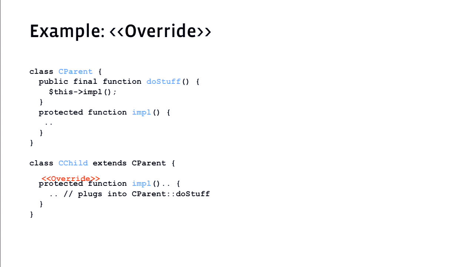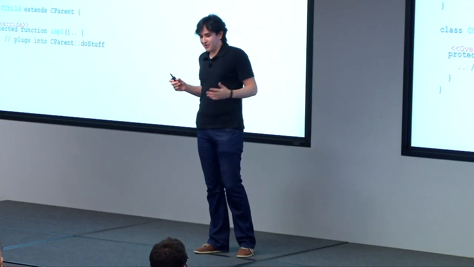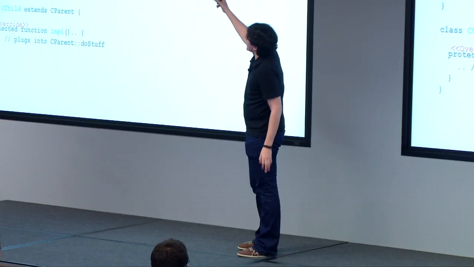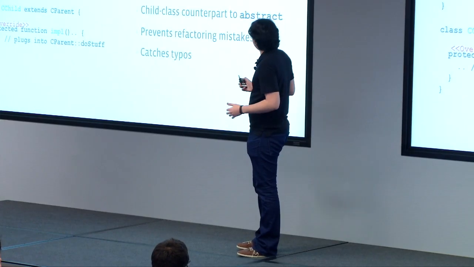And this attribute is the inverse of abstract, is one way of thinking about it. So with abstract, the parent class says, I expect you, child class, to implement some functionality. With override, the child class says, wait a minute, I have some expectations of my parent too. I better be providing an impl that I'm plugging into, otherwise there's an error. So if you try this in Hack and somebody refactors away class parent, it'll catch that and throw an error.